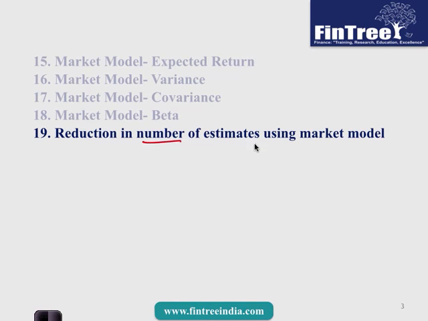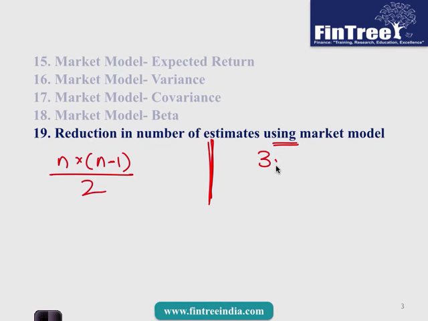Then, reduction in the number of estimates using the market model. Generally we know that if there are n assets, then the number of correlations that would be calculated would be n into n minus 1 divided by 2. But by using the market model, you can significantly reduce the number of estimates. The number of estimates required in the market model would be 3n plus 2.